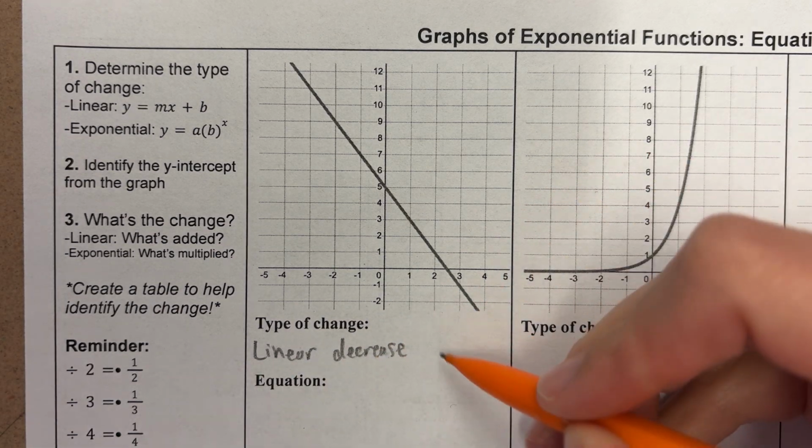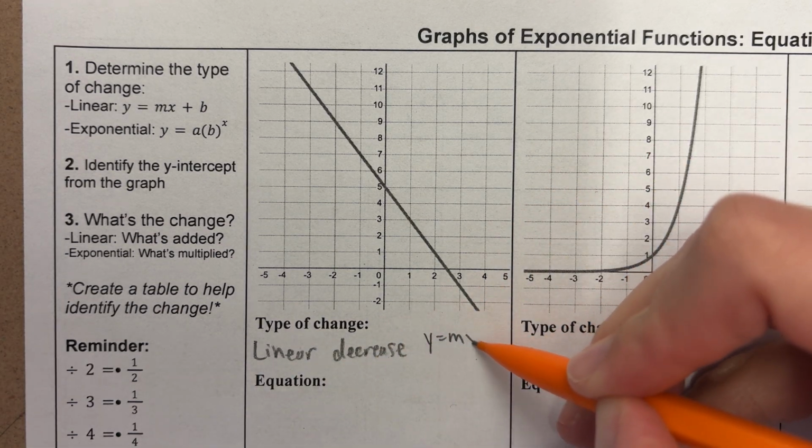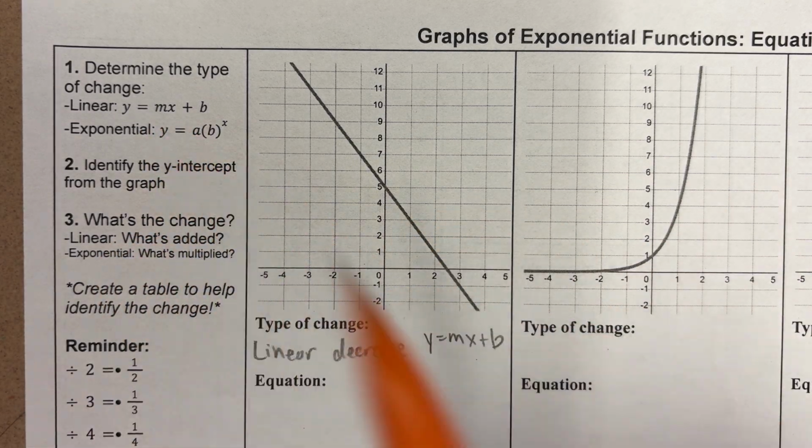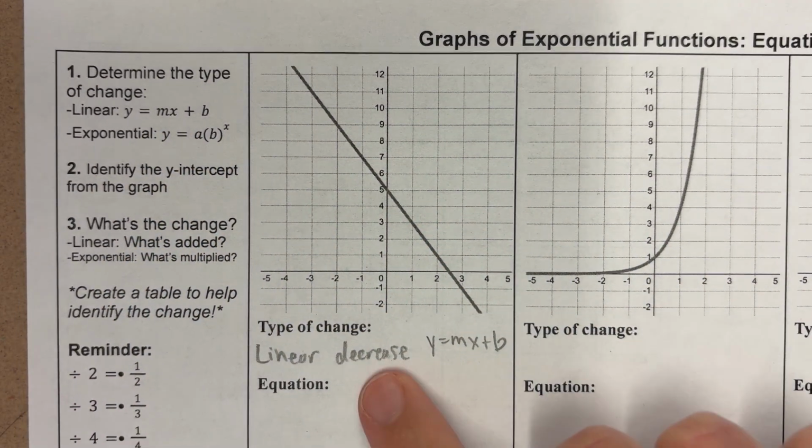And watch what I'm going to do right away. I'm going to write, I know if it's linear, it's going to be y equals mx plus b, right? If it's exponential, it's going to be this. Okay, so I identified the type.